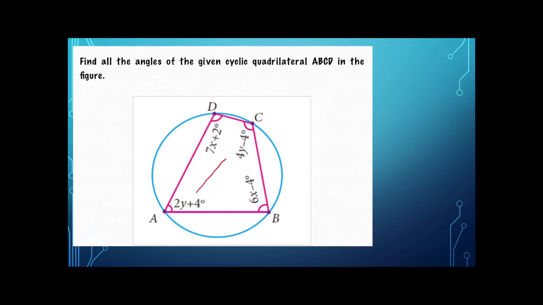Let's do y first. These 2 angles here are the opposite angles in a cyclic quadrilateral, so they add up to 180 degrees. So 2y plus 4 plus 4y minus 4 is equal to 180 degrees. Just solving that, 6y is equal to 180 degrees, so y is in fact 30 degrees.